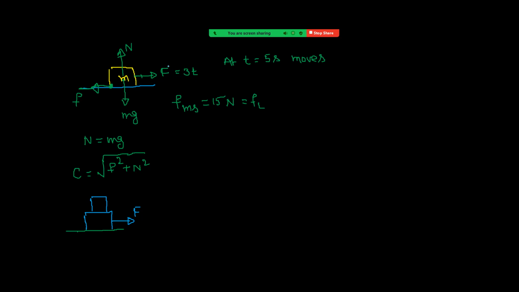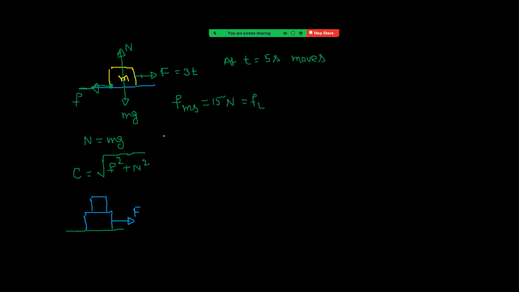At t equal to 0, F equal to 0. When F is 0, frictional force is 0. When t equal to 1, F equal to 3. Static friction is 3 Newton. When t equal to 2 seconds, F equal to 6. Then frictional force is 6 Newton. When t equal to 3, F is 9. Frictional force is 9. Right? That means static friction is self-adjusting. What's the condition? Static friction is self-adjusting.